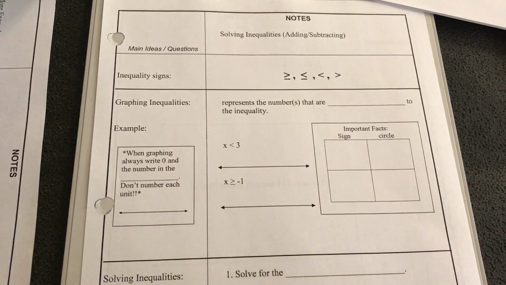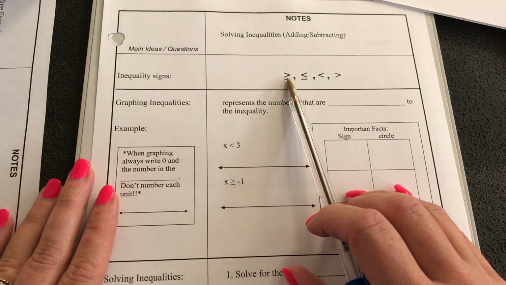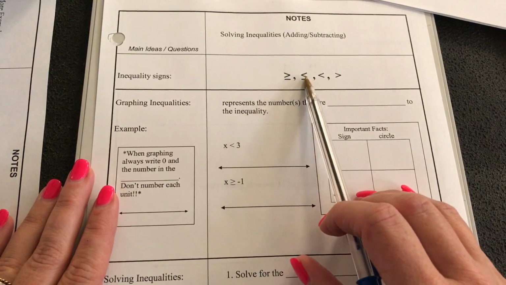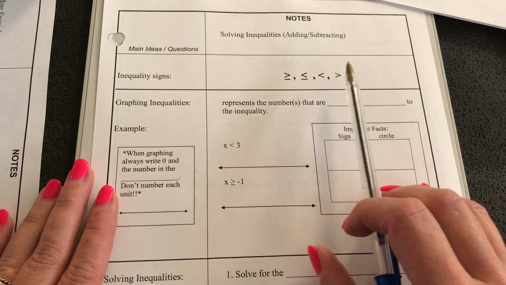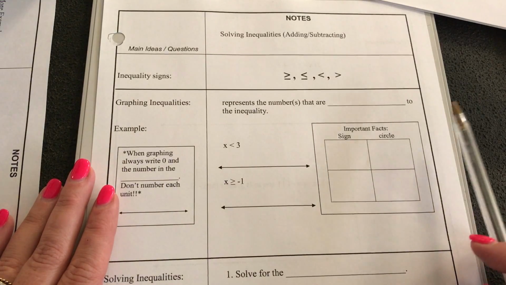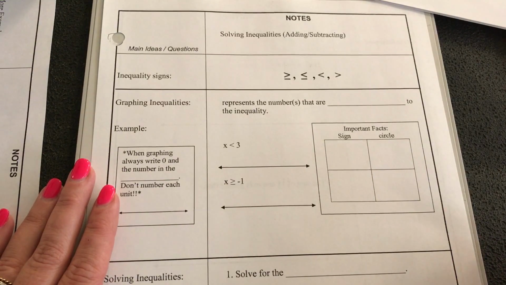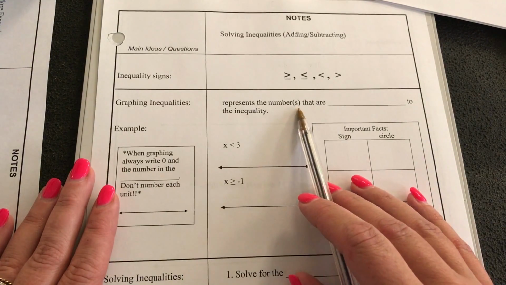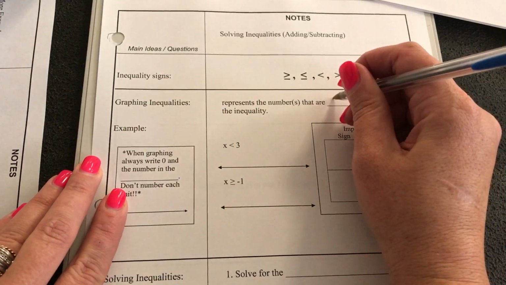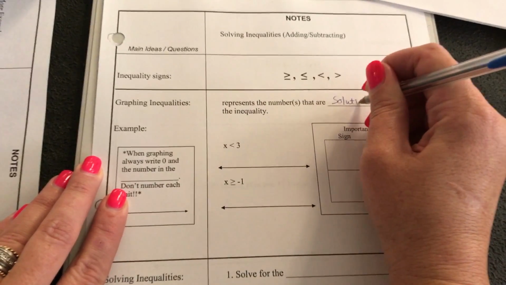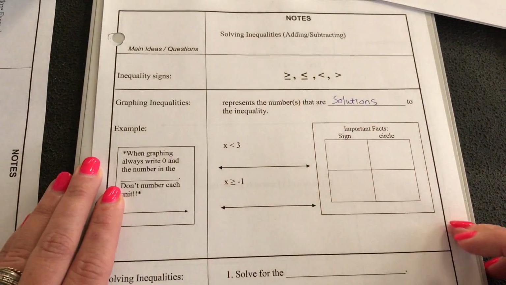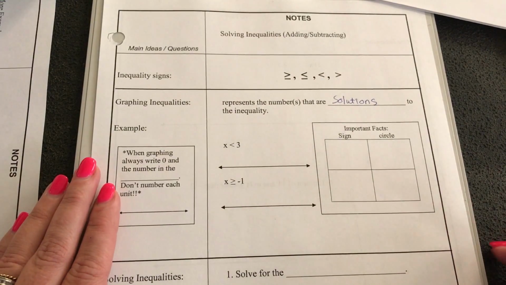Today's lesson is over solving inequalities with adding and subtracting. Your inequality signs are these: greater than or equal to, less than or equal to, less than, greater than. When you're graphing inequalities, it represents the number or numbers that are solutions to the inequality. All right?